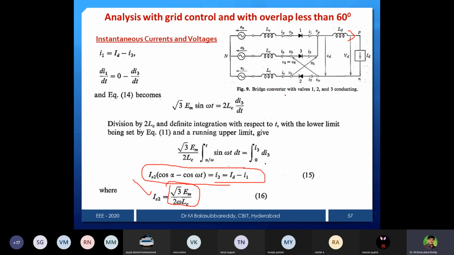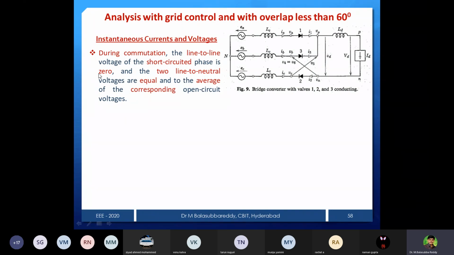So now what are the quantities I want to find? As of now, I know what I3 is, and the rest of the quantities I have to find. During commutation, the line to line voltages of the short circuit: the A phase as well as the B phase are short circuited, because these two are incoming and outgoing devices, current is there, then together they will fire, therefore the short circuit phase voltage is 0, and the 2 line to neutral voltages are equal to the average of the corresponding output open circuit voltage. Now you can just simply, these two are on, what will I write?